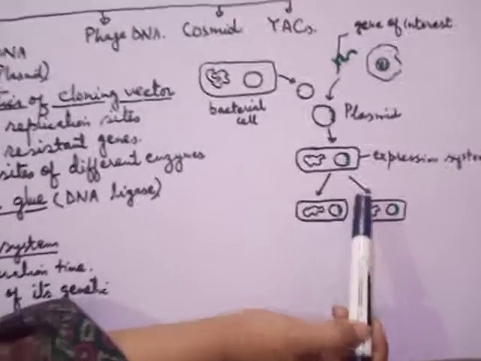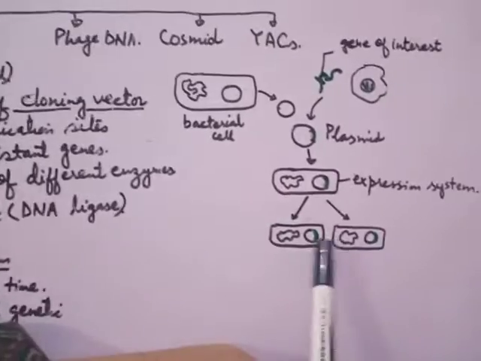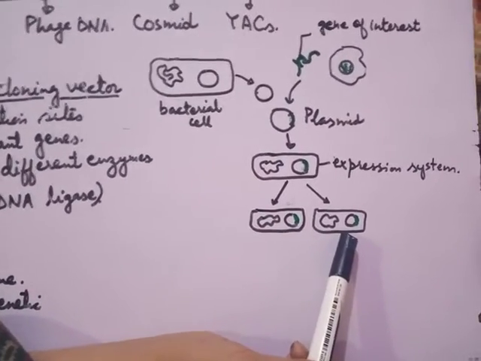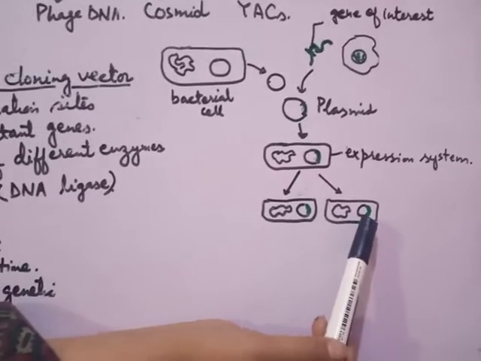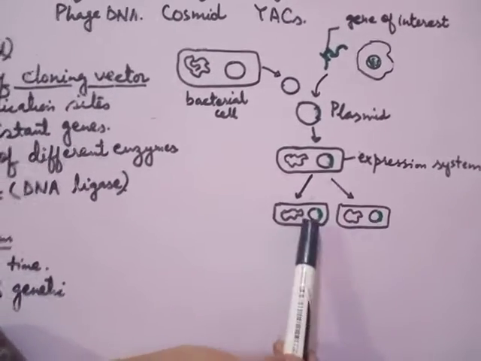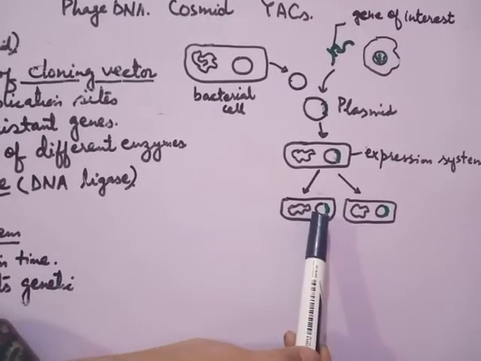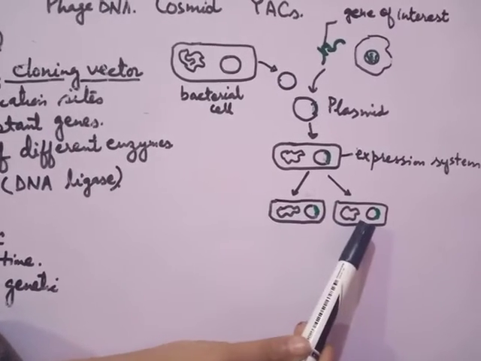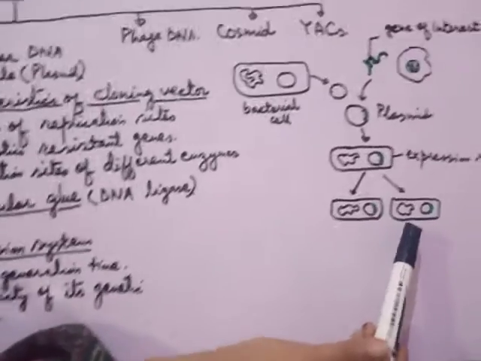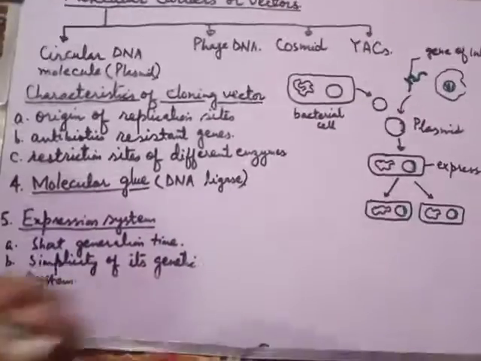When the bacterial cell divides into two, our gene of interest will divide along with the division of the bacterial cell. So either multiple copies of that particular gene can be obtained, or we can extract our desired protein from the expression system. So this is all about recombinant DNA technology.